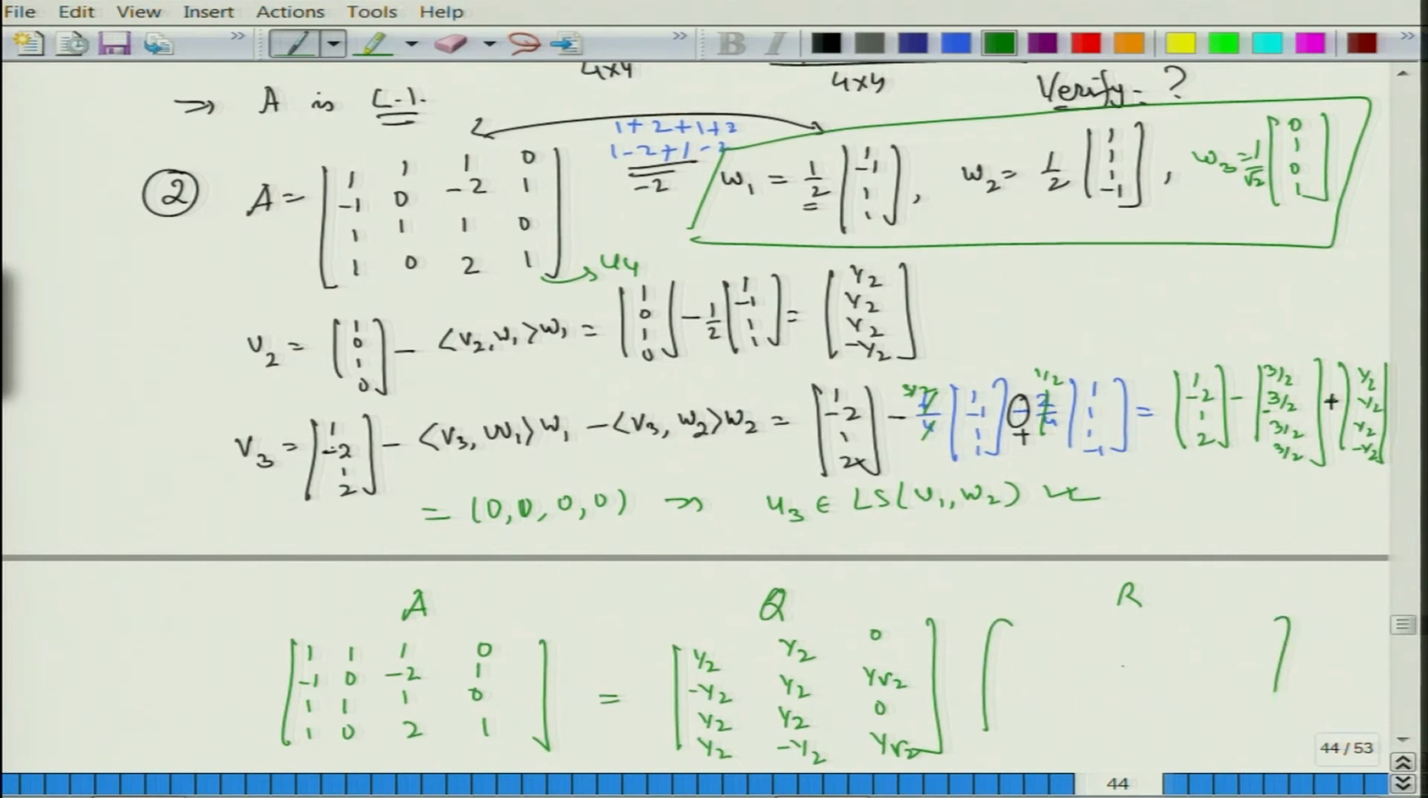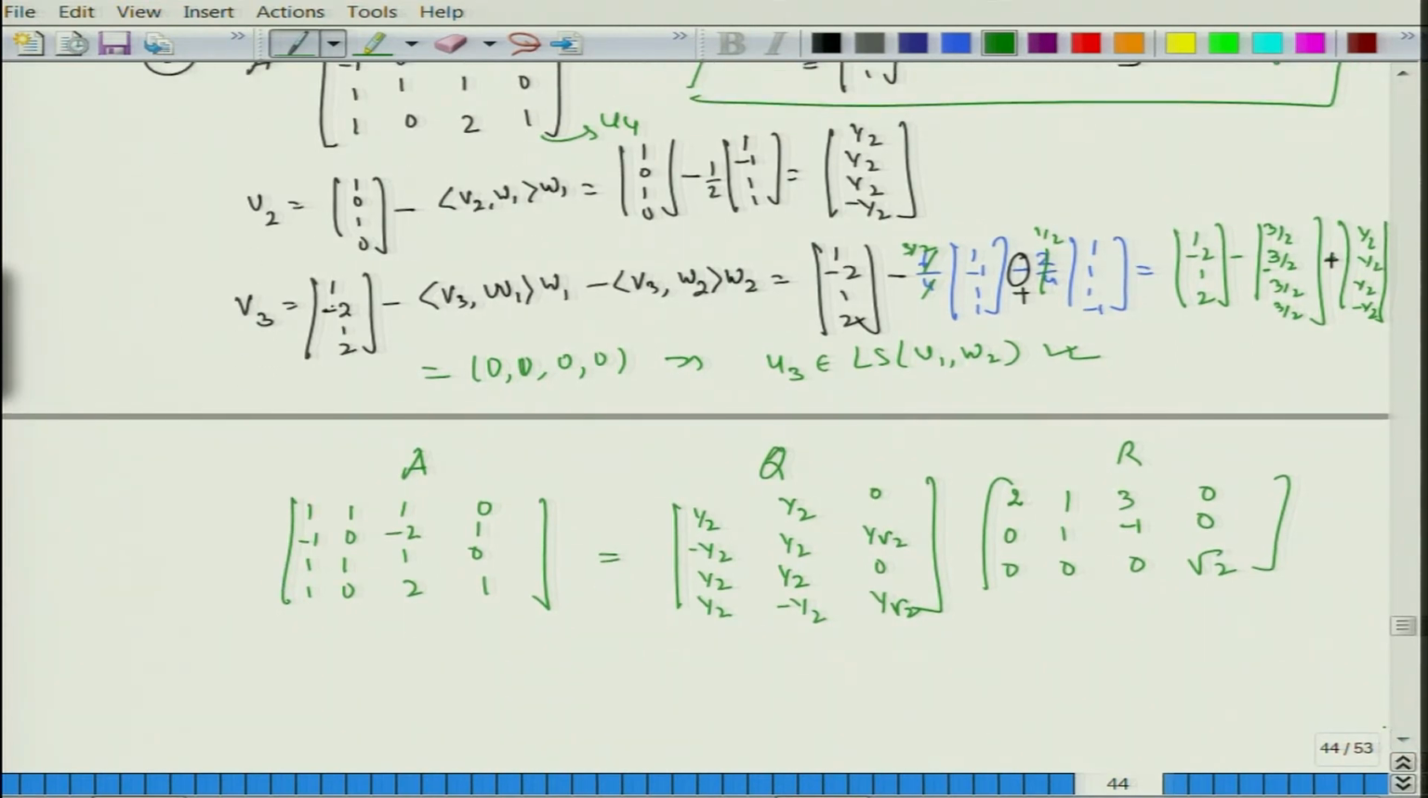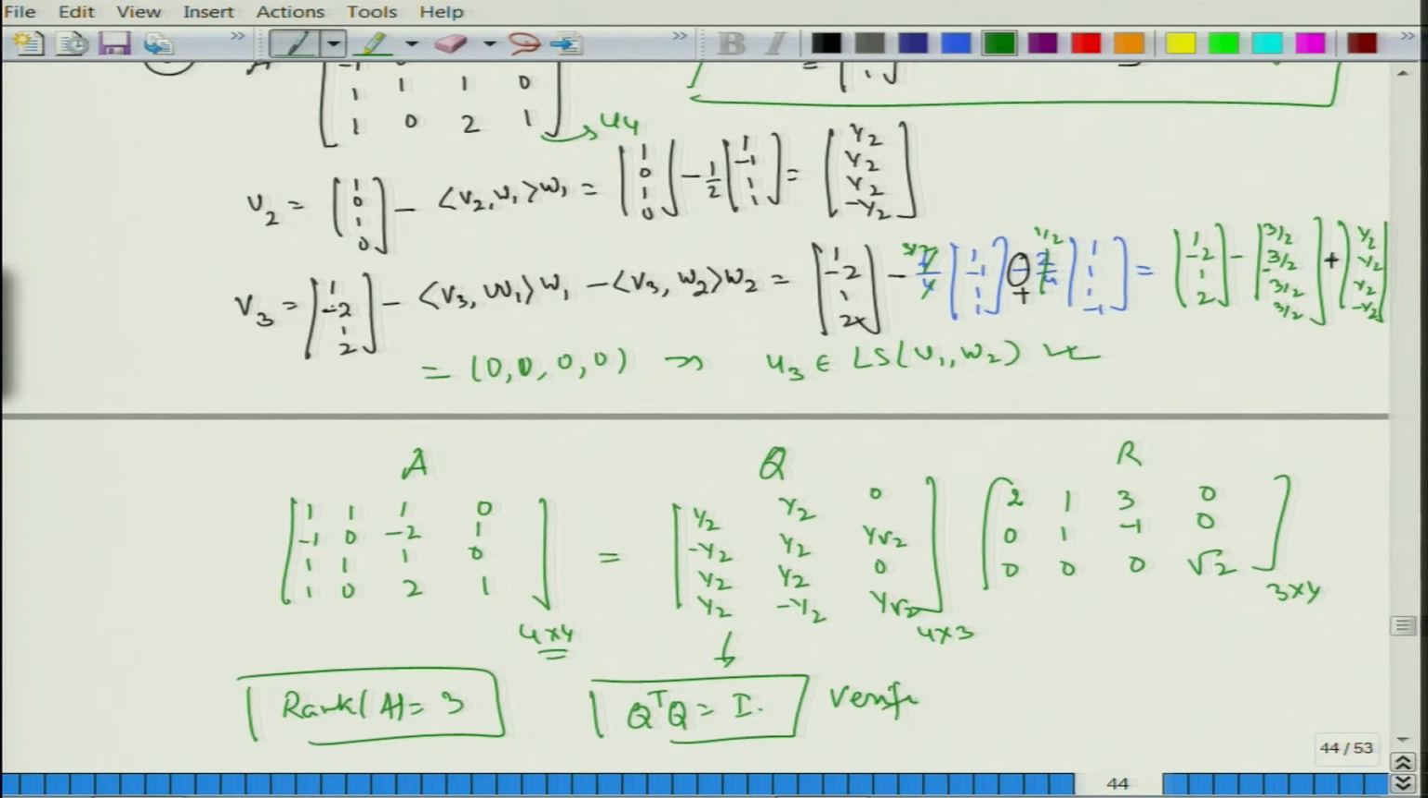So, I have to find this matrix Q. Again look at the dot product of this and verify that this turns out to be 2 0 0, 1 1 0, 3 minus 1 0 and 0 0 root 2. Alright, so please verify this yourself. So, what we are seeing here is that this is a 4 cross 4 matrix, this turns out to be a 4 cross 3 matrix and this is 3 cross 4, fine. So, this part tells me that the rank of A is 3 and I would like you to verify that Q transpose Q is identity. Just verify it, all right.